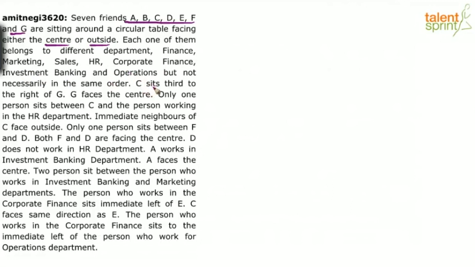Now, C sits third to the right of G. See, all these points again you have to use very smartly. Start with the right point. You need not start with the first point always. And in this case, because some are facing center and some are facing outside, you have to be very clear about the direction there.